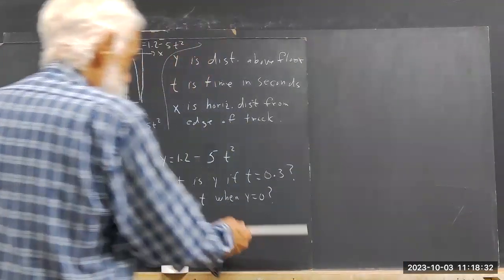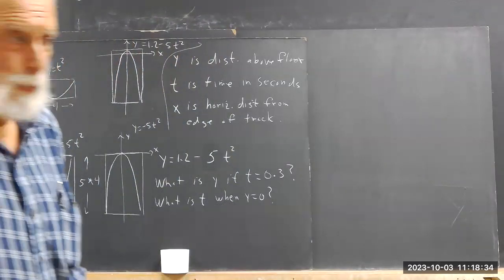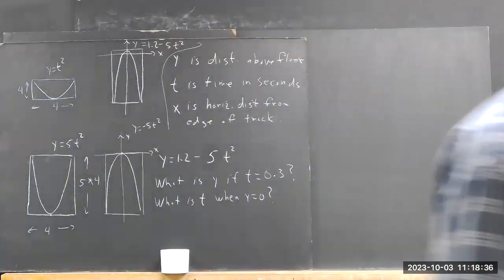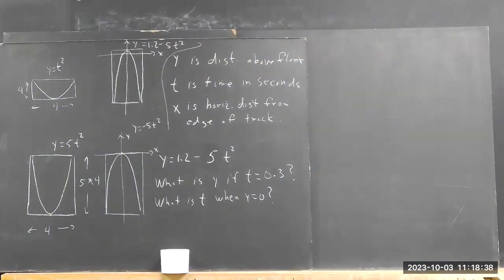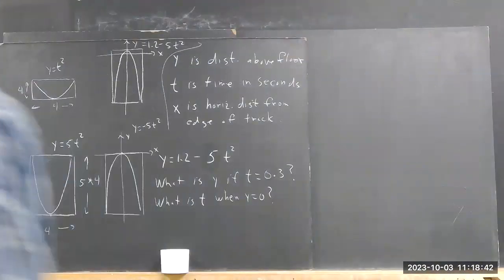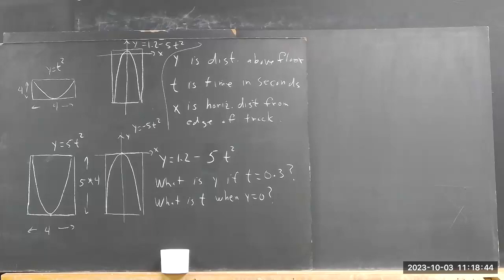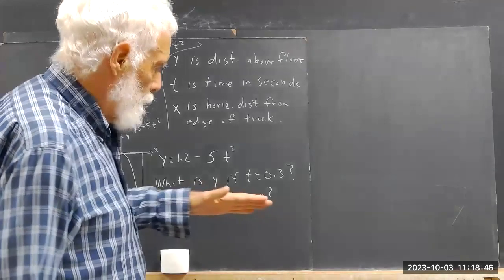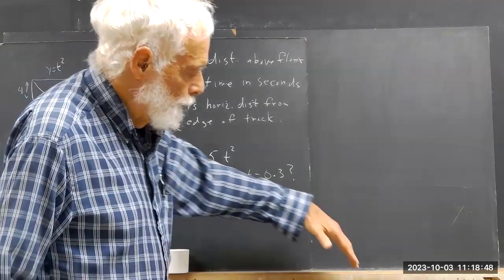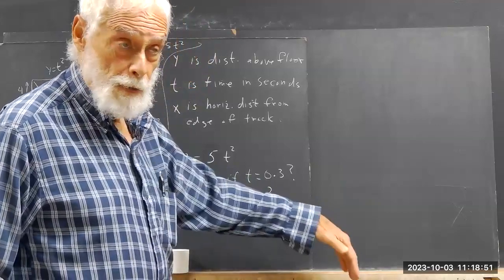Okay, well, that went by pretty quick. And yeah, depending on the time resolution of your video, you might not even have been able to see what happened. What happened was the ball went off the edge and then it followed a parabolic path.